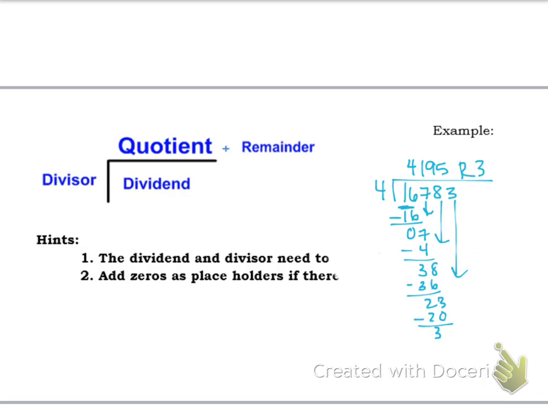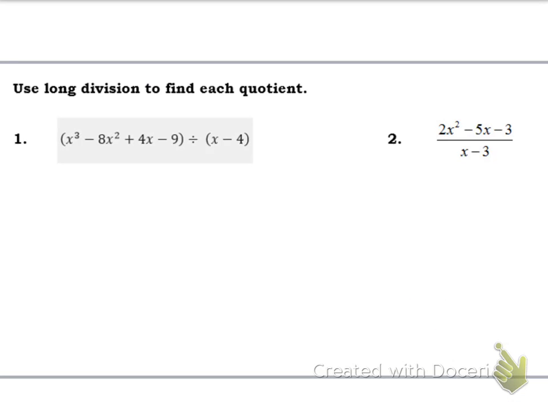Okay, so the dividend and the divisor need to be in descending order. We add zeros as placeholders if we're missing a certain degree, which we'll find out in a second. But this is kind of what we're doing. We're dividing different polynomials this time. My little one always goes on the outside. My big one always goes on the inside.